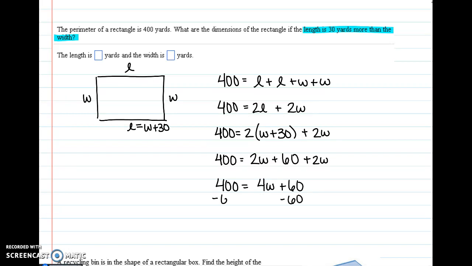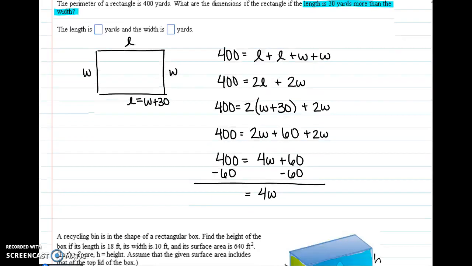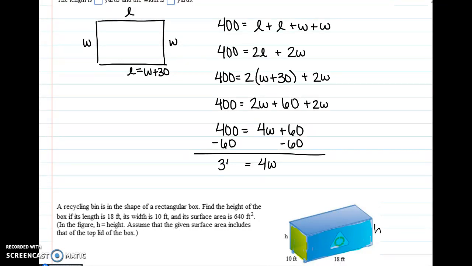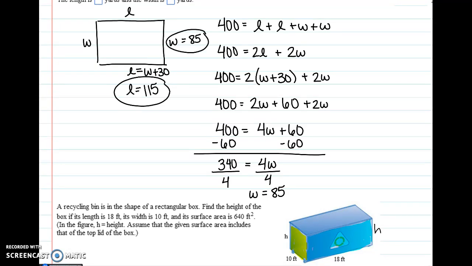Then I can subtract 60 from both sides. And 400 minus 60 is 340. And then I can divide both sides by 4. And 340 divided by 4 is 85. So that means our width is 85. Our length is 30 more than that. So length is 115. Width is 85. Length is 115.